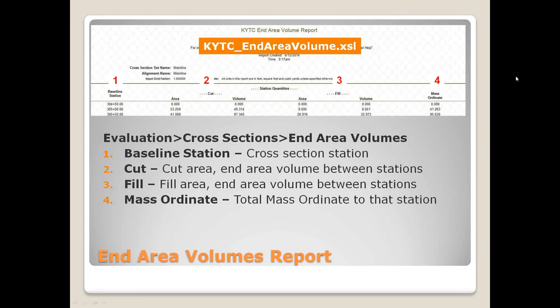So the baseline station is just what station is the cross-section. So I've got them every 50 feet. So you see the first three there, and then it gives you the cut area and cut volume, the fill area and the fill volume, and then it also gives you the mass ordinate up to that station. Up to 305.50, the mass ordinate's 95.63 cubic yards. So we can get that information in tabular form.